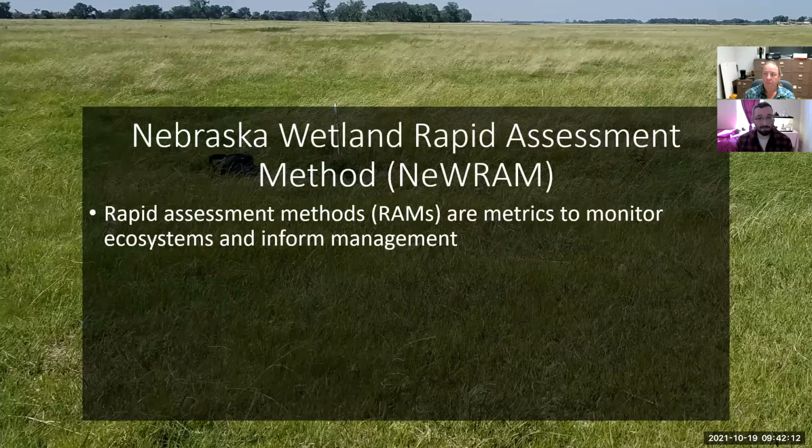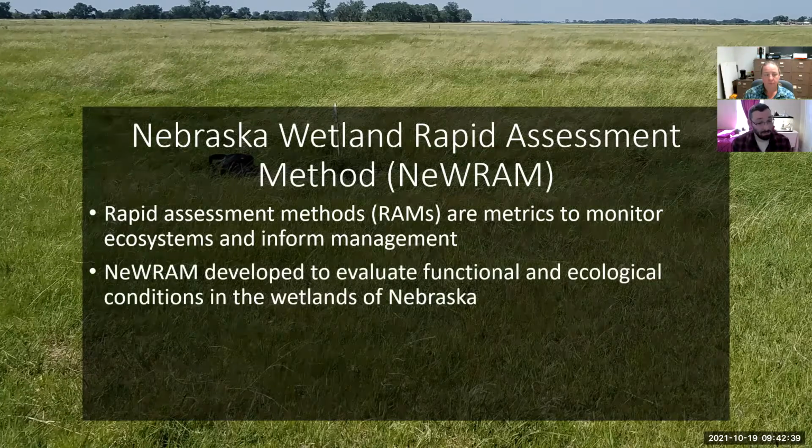And the last part of my project in terms of methods that I'll talk about is the Nebraska Wetland Rapid Assessment Method. The rapid assessment methods, of course, are metrics to monitor ecosystems and inform management. They're supposed to be a quick way that you can collect a couple variables and assess the overall health of an ecosystem. And this is really good for managers who want something quick that is quantitative that they can do to figure out if their management is working.